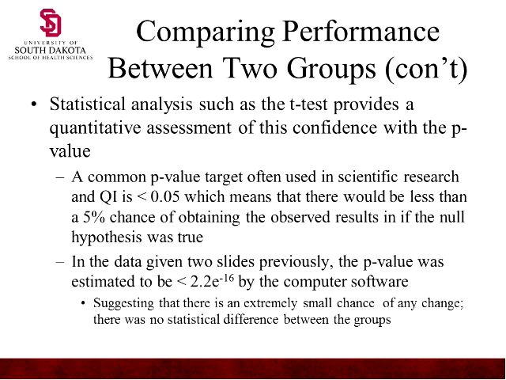Now, statistical analysis such as the t-test provides what's called a quantitative assessment of this confidence that we just talked about, and that's in the p-value. The common p-value target often used in scientific research is something less than 5%. The p is less than 0.05, which means that there would be less than a 5% chance of obtaining the observed results if the null hypothesis was true. When you want things to go your way, you're hoping to see this, because it says that the chances of it not working is less than 5%.